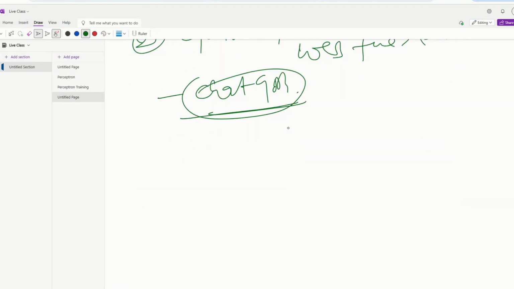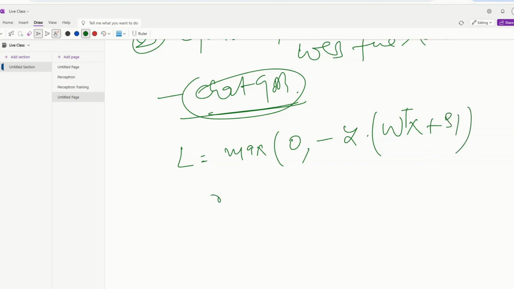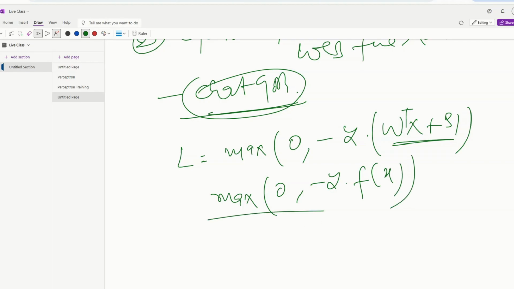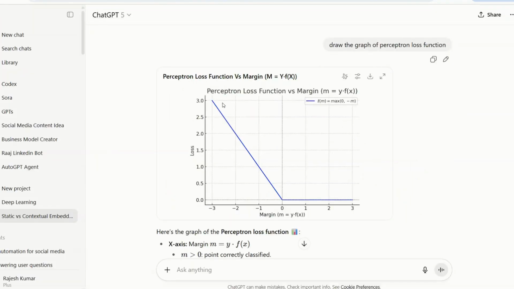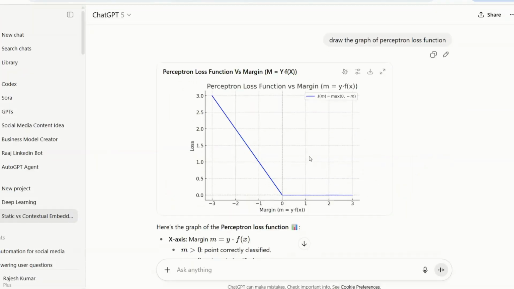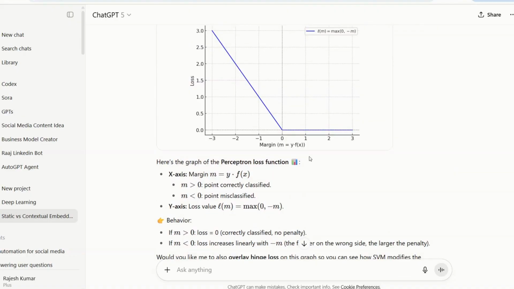This loss function L is equal to max(0, minus y into (wᵀx plus b)). Or I can call it like this: max(0, minus y times fx), where this part I can call fx. So this is the loss function. If you draw the graph of this loss function, it will come like this. Now let us interpret this equation.